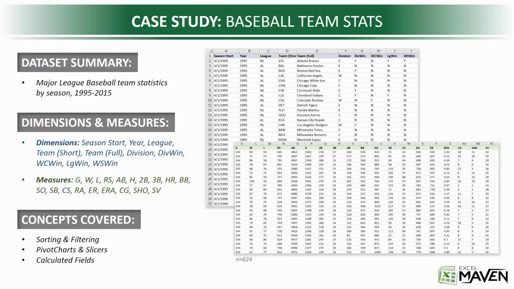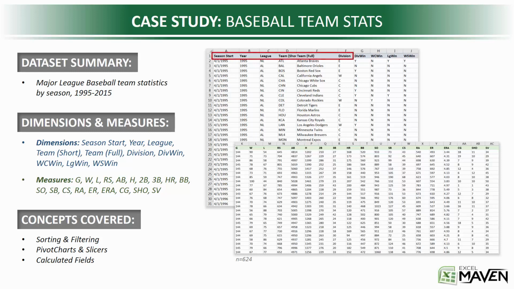All right, for all you sports fans out there, this next case study is going to be a fun one. We're going to look at baseball team stats. So, the data set summary, we're looking at Major League Baseball team statistics by season for 21 seasons from 1995 through 2015. So, not a ton of rows of data, it's only 624 observations, but we have a huge number of dimensions and measures that we have to work with.